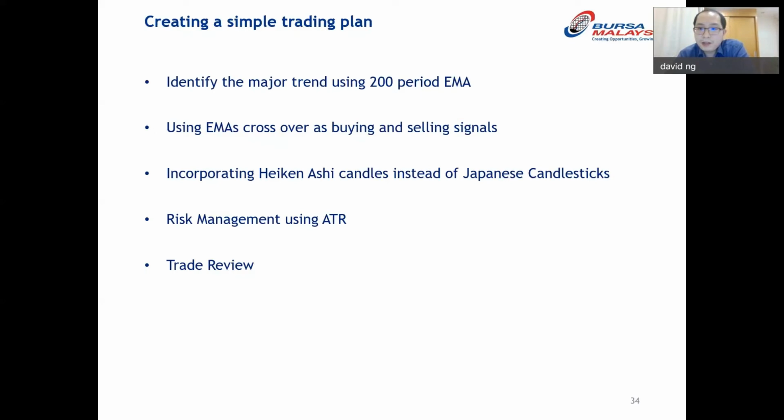So I think to create a trading plan, try to be as simple as possible, but not too simple. And again, not too sophisticated, because when you have too many signals, you can get a lot of conflicting signals, and you may miss an opportunity to enter and exit the market.